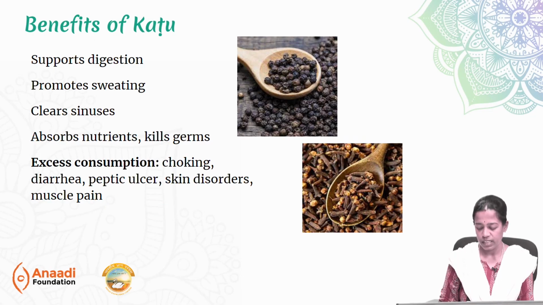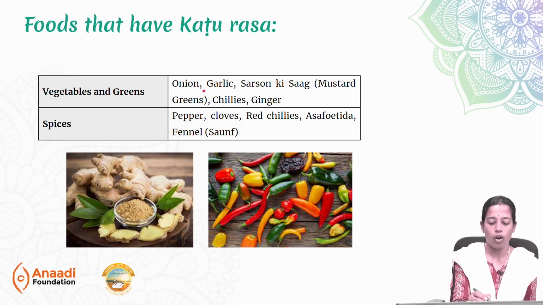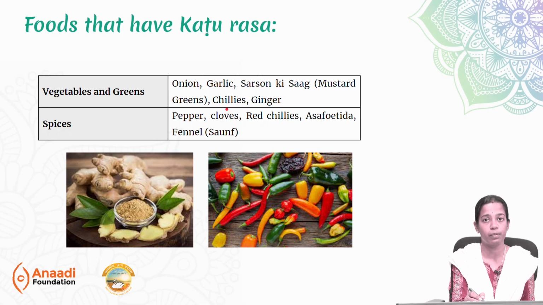Some examples include onion, garlic, sarson ki saag, the mustard greens which are very famous in North India, chilies and ginger. All sorts of spices, pepper, clove, red chili, asafoetida, fennel, all of these are good examples of Katu rasa.